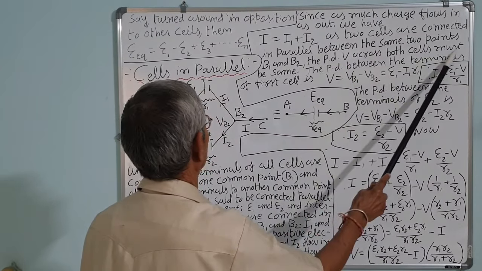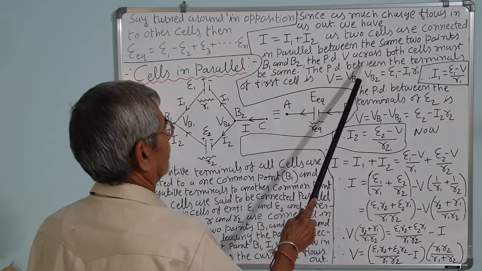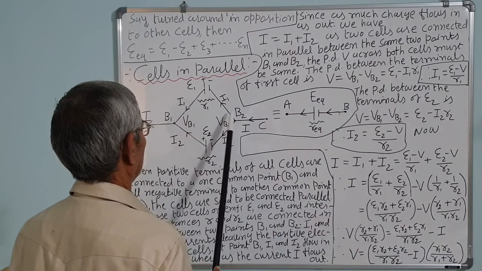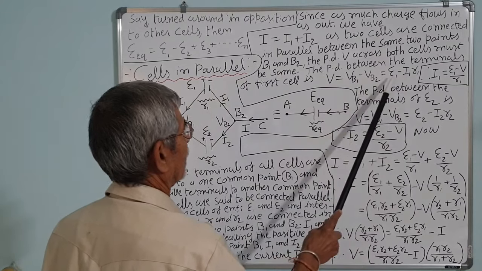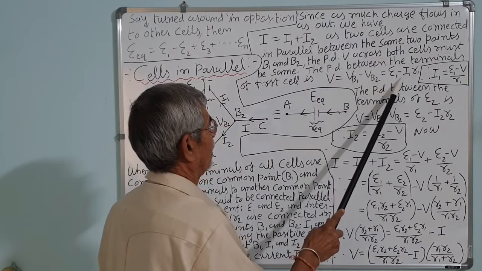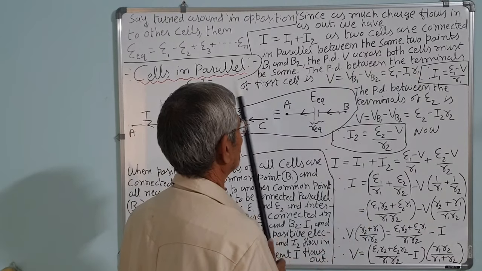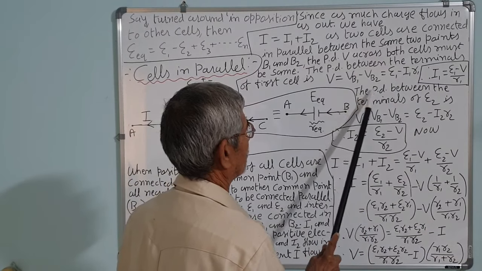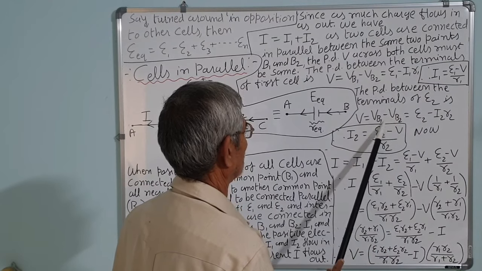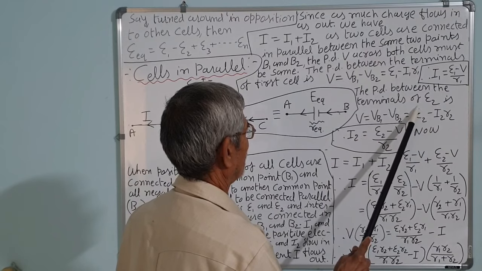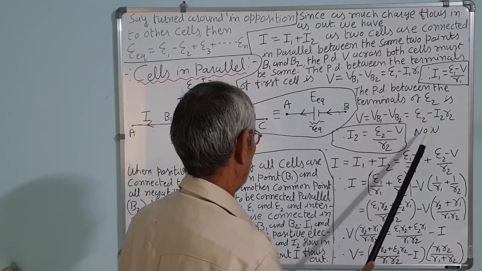The potential difference between the terminals of the first cell is V = VB1 - VB2, which is equal to E1 - I1 R1, where I1 is the current flowing from the E1 cell and R1 is the internal resistance of the E1 cell. Similarly, the potential difference between the terminals of the E2 cell is V = VB1 - VB2, the same for both, but the EMFs of the two cells are different. So V = E2 - I2 R2.